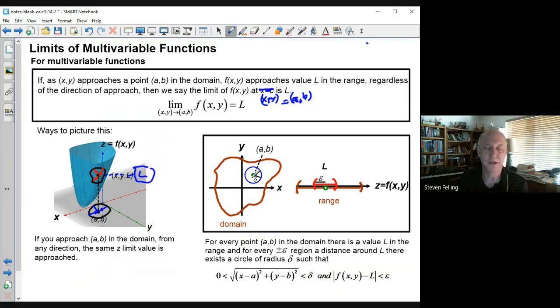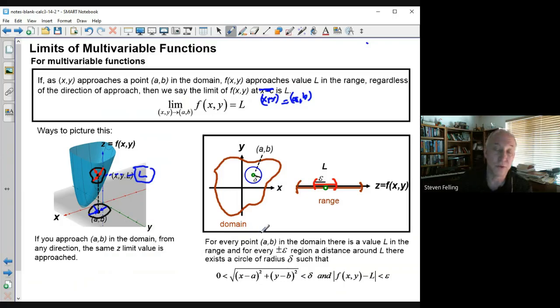If there's a value L that we're approaching, then this is the limit as we approach this point in the domain. Another way to express that really precisely mathematically is to say, imagine there is a circle around the point in the domain that has a radius of lowercase delta, and then there's a one-dimensional region around the limit in the range, a distance plus or minus epsilon.